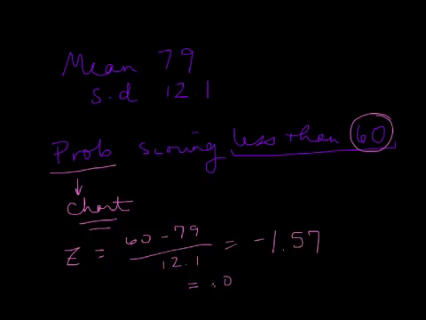So I'm going to close this video, and I'm going to give you some more examples. We'll do an example of when they want the probability of being more than a certain score. And then the probability of being between two numbers. So those will be the next two videos.